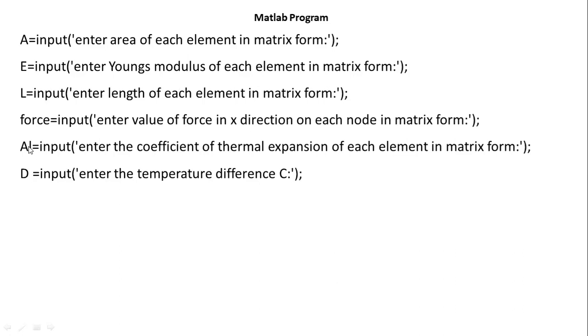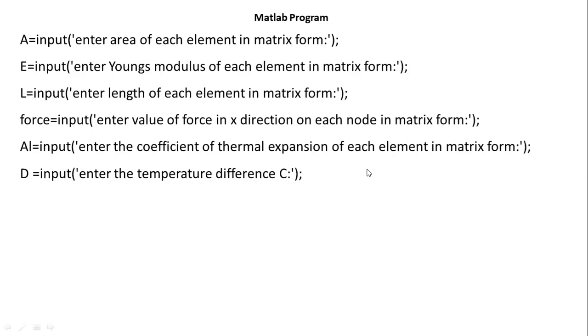Input: enter the coefficient of thermal expansion of each element in matrix form. The coefficient of thermal expansion depends upon the material. The material of element 1 is aluminum, and the material of element 2 is steel. For aluminum it is 2.3 into 10 raised to power minus 6, and for steel 11.7 into 10 raised to power minus 6, as given in the problem.